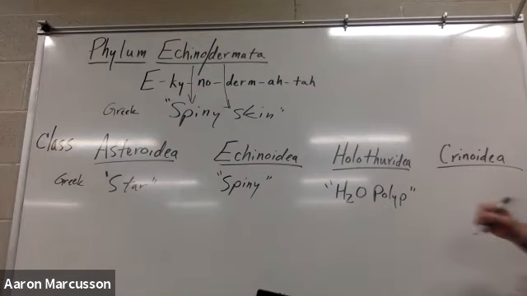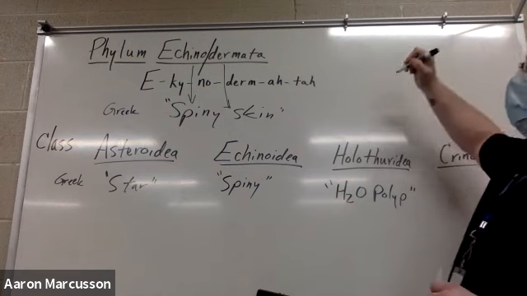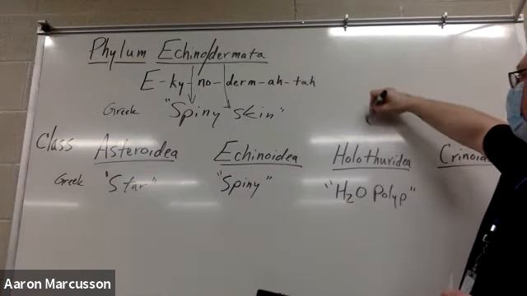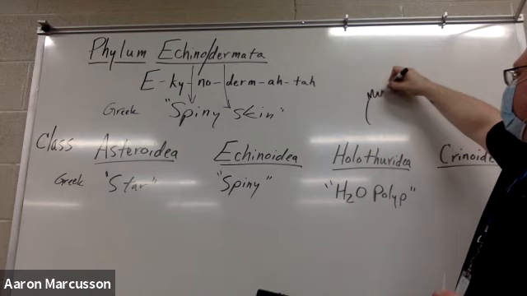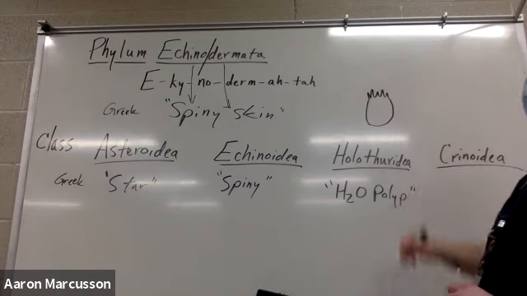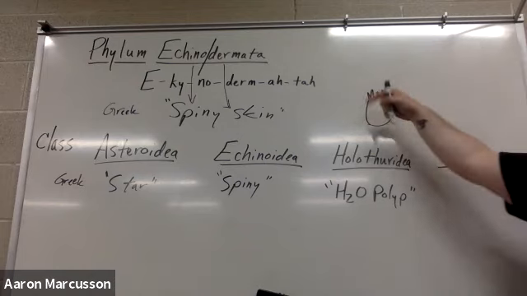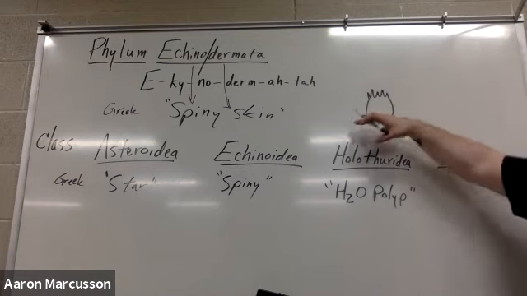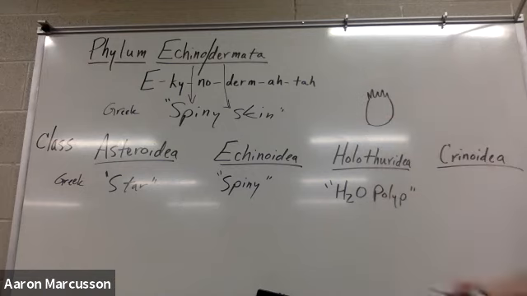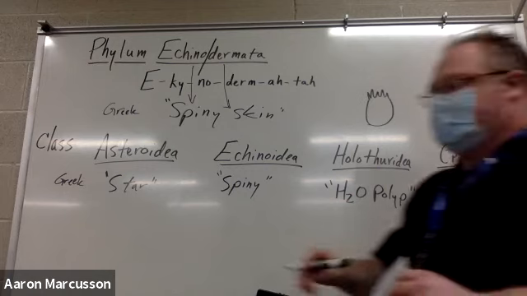Okay, water polyp. Remember, we talked about with cnidarians, the polyps were that shape, right? They've got the tentacles on the top. The rest of the body is attached to something. So water polyp, it's kind of a, well, we'll see what they are here in a second. And crinoidea means lily shaped.